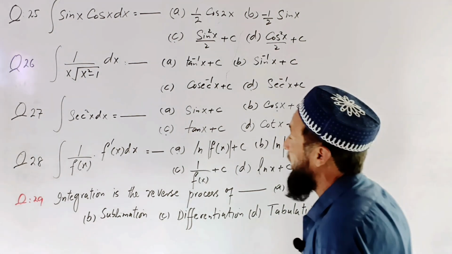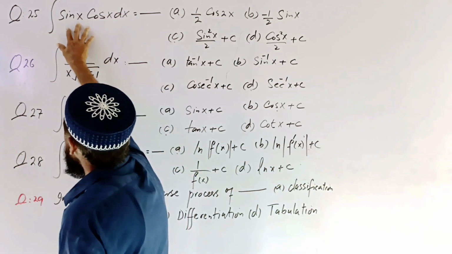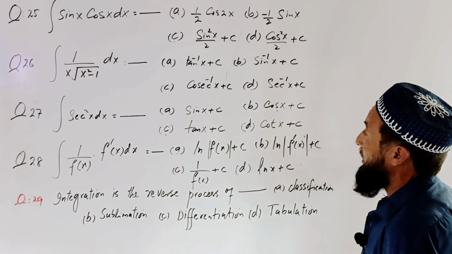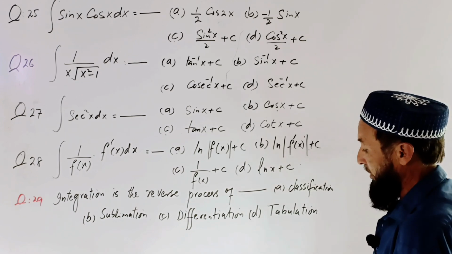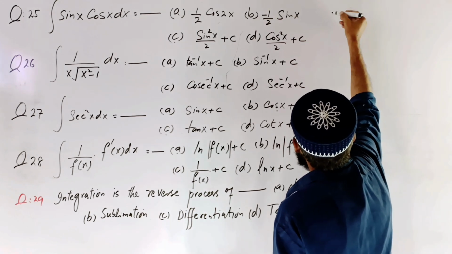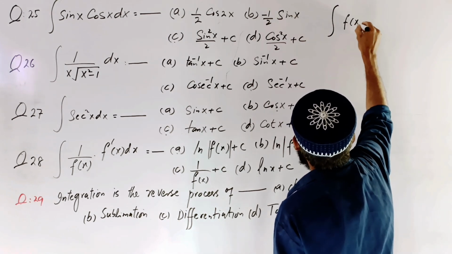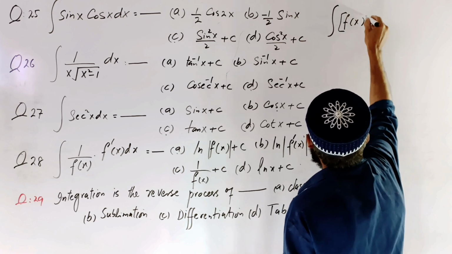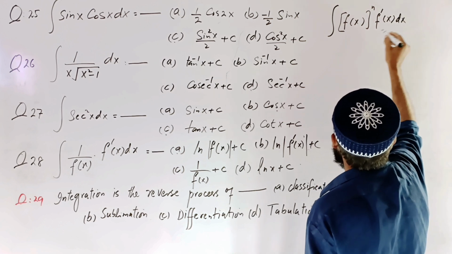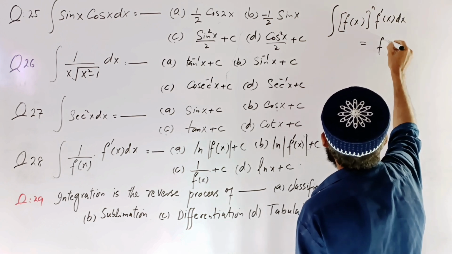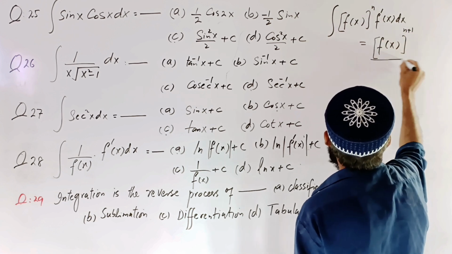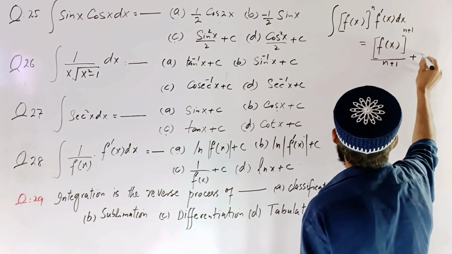So look here, we know the formula for the integration when a function and its derivative are available: the integral of f of x to the power n times f dash x dx will be equal to f of x whole power n plus 1 divided by n plus 1, plus c.